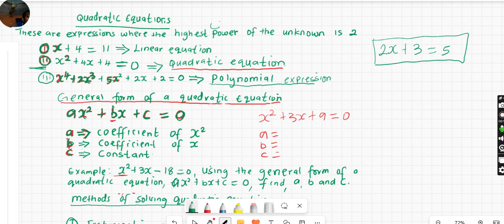So we need to understand what a, b, and c stand for in a quadratic equation. The a stands for the coefficient of x squared. Remember, coefficient means a number that is attached to a variable. So a is the coefficient of x squared, b is the coefficient of x, and c is the constant in the expression. A constant is that number that is standing alone in an expression.